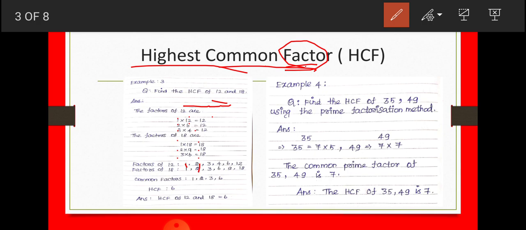2 is the same number, so I have taken it as a common factor. Next 3, then 4 it is not here, then 6. These are the common factors. Next, in these common factors, which number is in the highest place? 6 is the highest number. So what is the highest common factor? Number 6. The answer is, the highest common factor of 12 and 18 is 6. Next example 4. Question. Find the highest common factor of 35 and 49 using the prime factorization method.